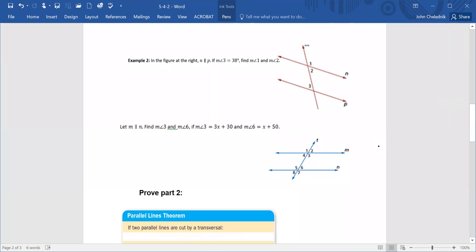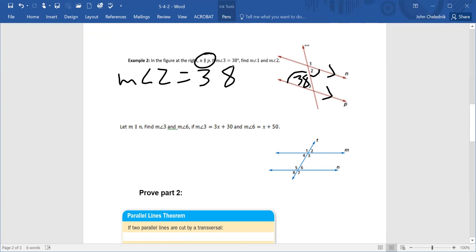Okay, so in example 2, it says in the figure at right, N is parallel to P. I'm going to put arrows on there so that we can see that those are parallel. Okay, that's what this symbol means, parallel. It says angle 3 is 38 degrees. Find the measure of angle 1 and 2. Well, by the theorem that we just learned, 2 and 3 are alternate interior angles, and therefore they are congruent.